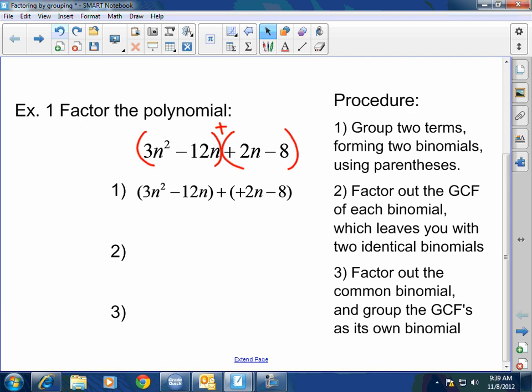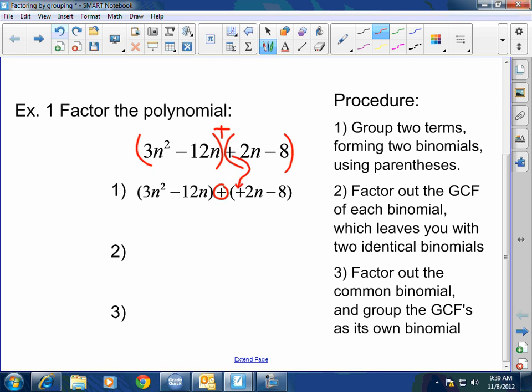Let me redo that again, just in case you didn't see that. Parentheses around the first two. Parentheses around the second two. You're not multiplying these, so you've got to put a plus in the middle. That's what this came from. But notice how this plus sign stayed inside of the parentheses. Please, that's very important, especially when they're negative. So keep them inside the parentheses. Does that make sense so far?